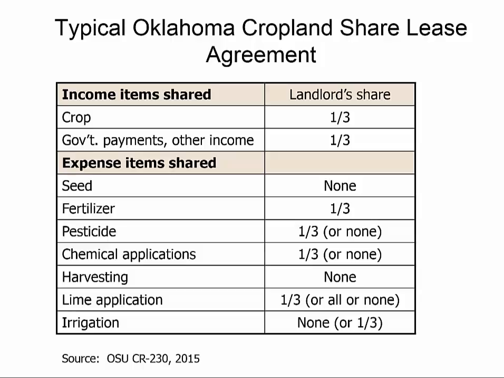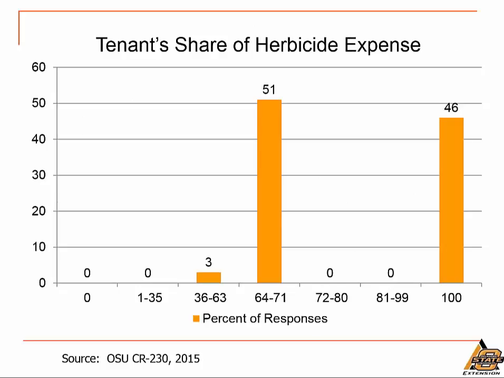The typical cropland share lease agreement is different than those in the Corn Belt. The results shown here are from our biennial rental rate survey. The landlord typically gets a third of the crop, government payments, and other income, and shares a third of some of the variable expenses. The tenant pays seed and harvesting expenses, while the majority of respondents noted that the landlord paid a third of the pesticides, chemical applications, and lime applications. A significant number noted that the tenants paid 100% of these expenses. For example, 51% said the tenant paid 2/3 of the herbicide expenses, while 46% said the tenant paid the full amount.